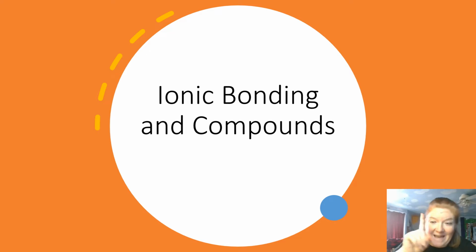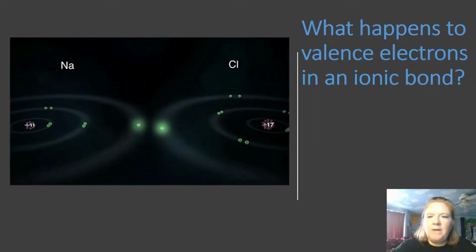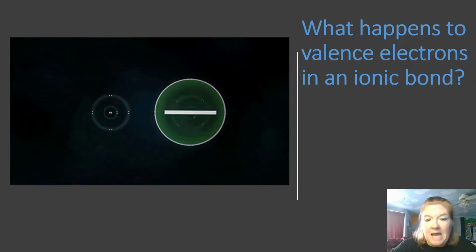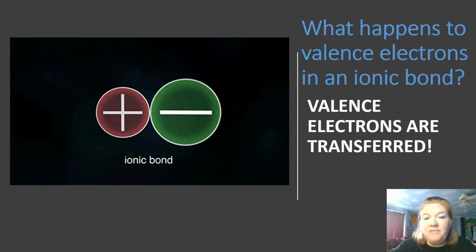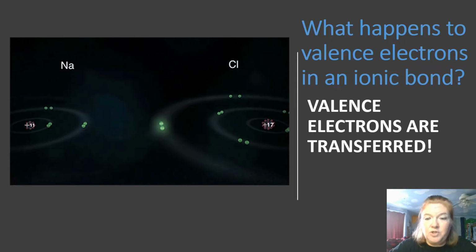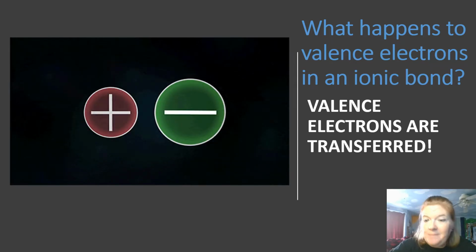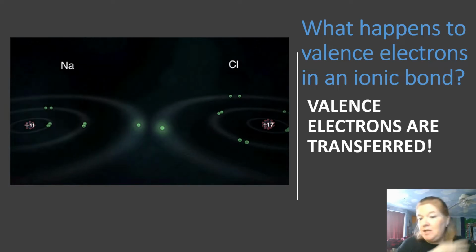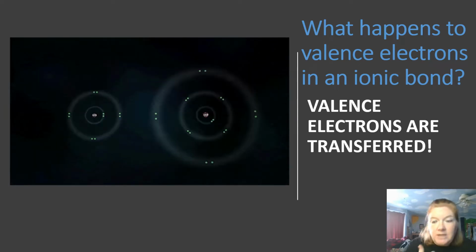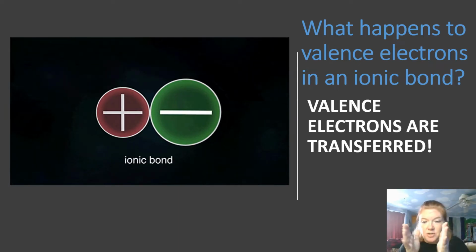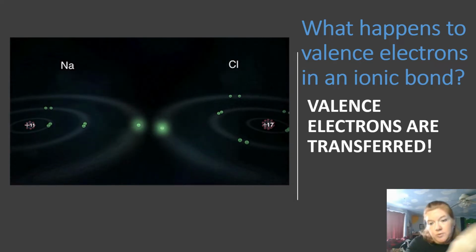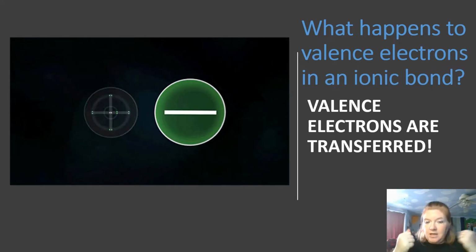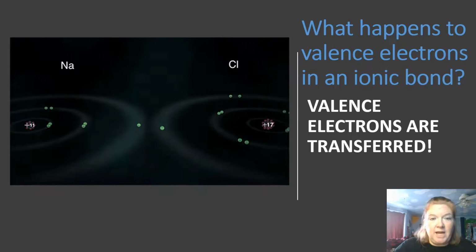Okay, let's talk about ionic bonding and ionic compounds. Ready? So what happens to valence electrons in an ionic bond? Well, the valence electrons are transferred. So you can see in this GIF, sodium, Na, loses an electron. Chlorine gains an electron. So the electron is actually transferred. It leaves sodium and goes to chlorine, and then they end up with charges, and then there's an attraction.